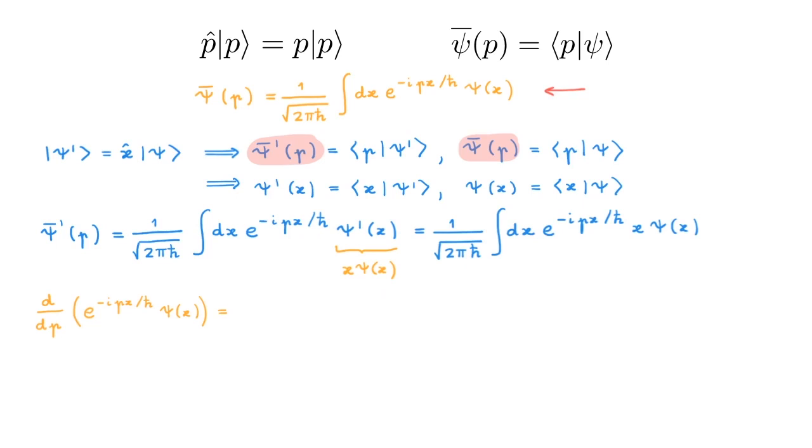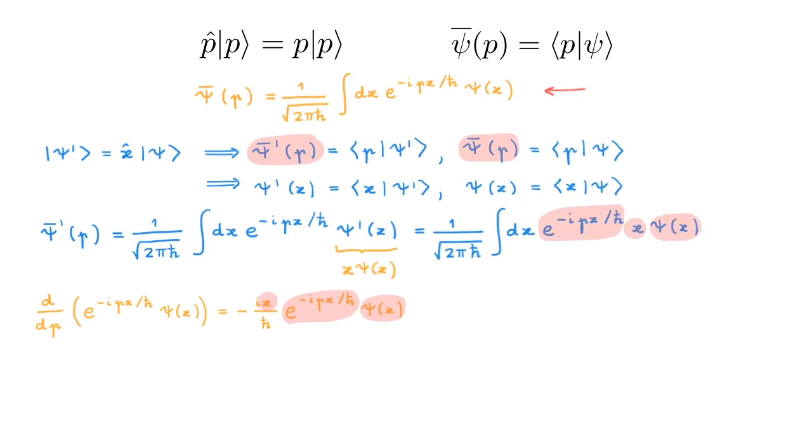expression, the only term that depends on p is the exponential, so we can write the whole thing as equal to minus i x over h bar e to the minus i p x over h bar times psi of x. We then note that the three terms here, x, the exponential, and psi of x, are precisely the three terms that we have in the integrand above, x, the exponential, and psi of x.